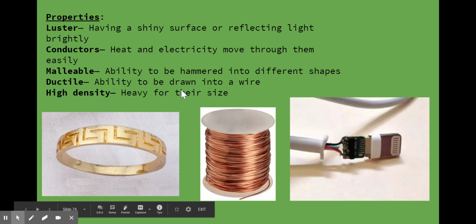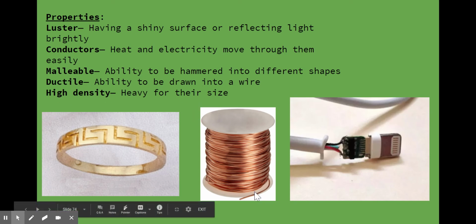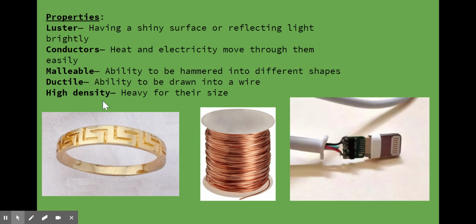Ductile means it can be drawn into a wire. Copper is a great example. Copper is frequently drawn into a wire and gets used a lot in housing. It gets used in your phone. So copper is very ductile. It can be drawn into a wire. That's just a fancy word for that. And metals are very dense. They're heavy for their size.